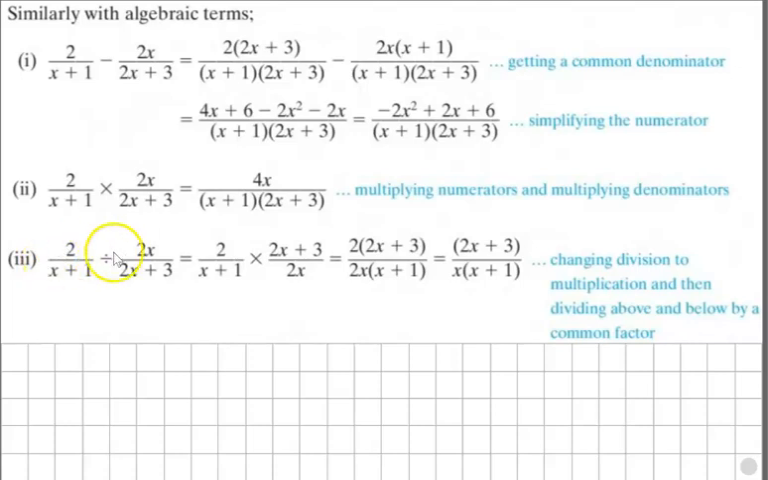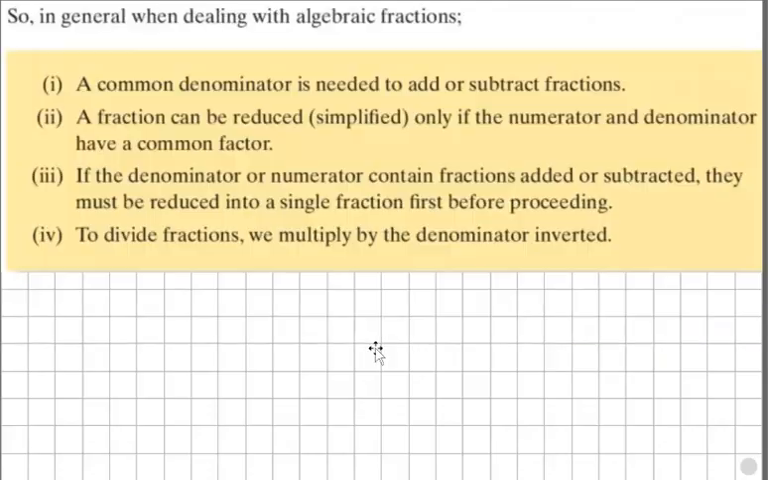And in the third example, we are dividing two algebraic fractions. So we turn the second fraction upside down and then we multiply. So changing division to multiplication and then dividing above and below by a common factor. Always check at the end, can you simplify further?